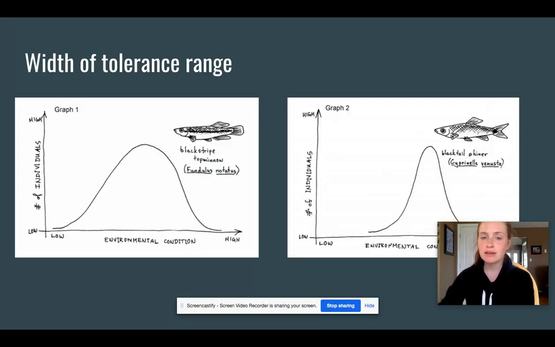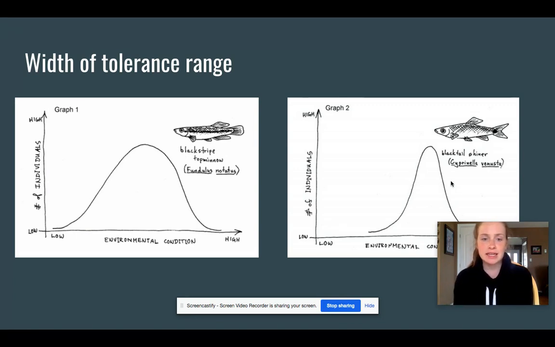Now, the width of tolerance range can be different for each abiotic factor as well as for each species. For oxygen, for example, we have the black striped topminnow here and the blacktail shiner here. This one has a wider tolerance range than the blacktail shiner, who's a lot more picky when it comes to the level of oxygen.